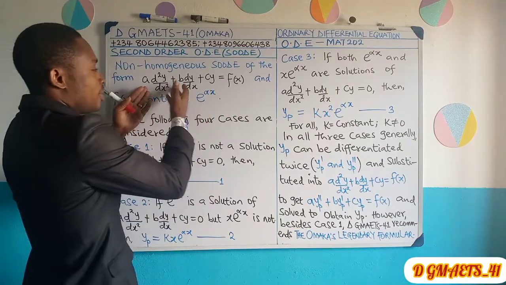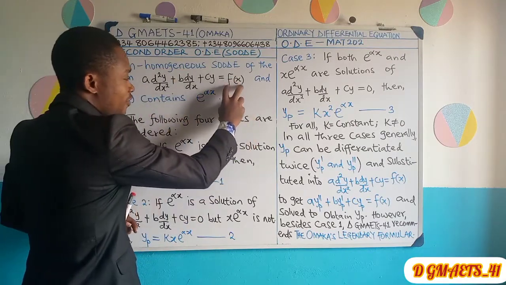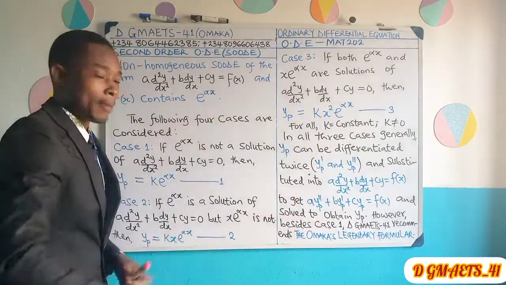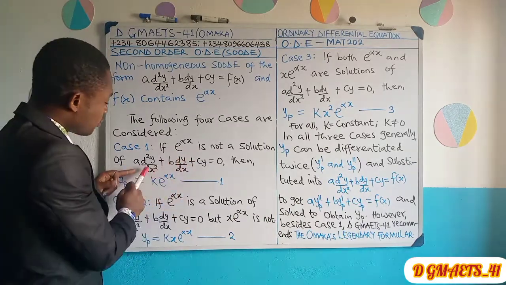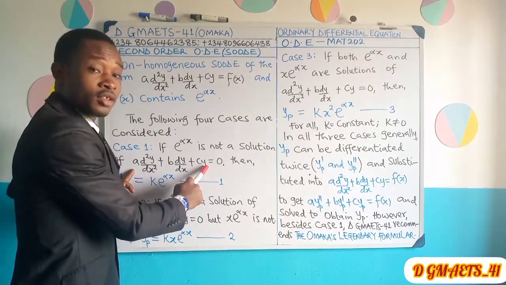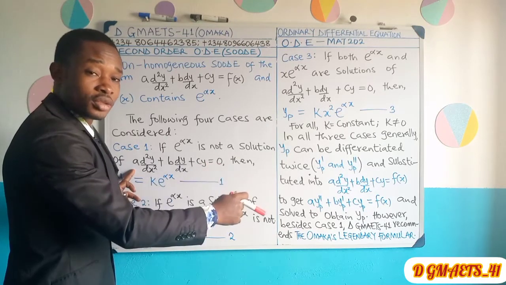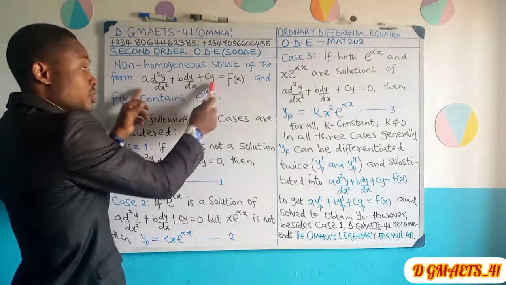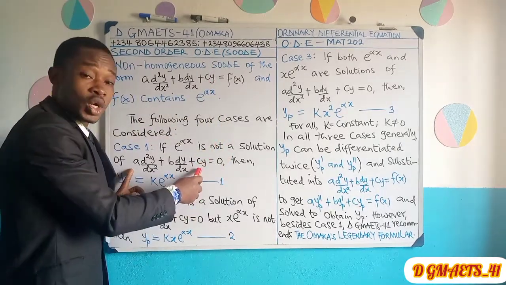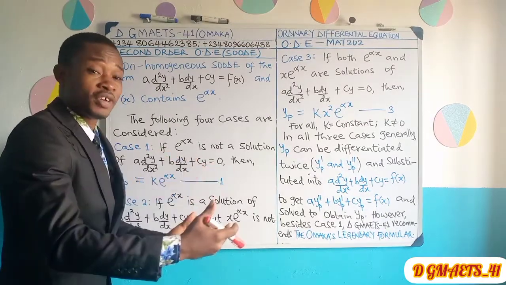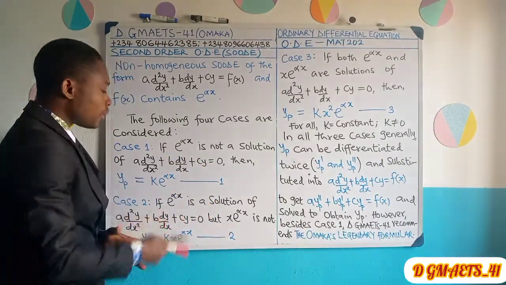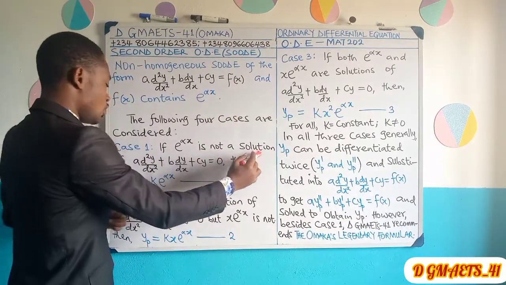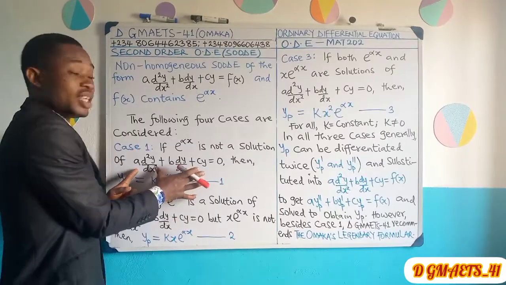If you're given a problem like this, you now notice that the f of x contains exponential alpha x, that's the exponential function. Then after solving this part of that non-homogeneous second order differential equation, you know, solving this part is the homogeneous part, that is setting this equal to 0 and solving, you will obtain what we call the complementary function. Now, suppose this exponential part of this f of x is not a solution of this.